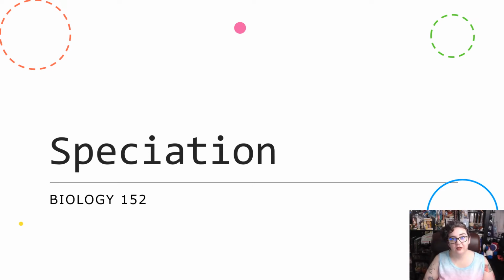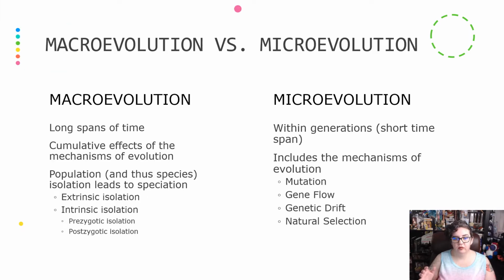Hello. So today we're going to talk about speciation. And first off, we have to talk about the difference between microevolution and macroevolution. So previously, when we talked about the four mechanisms of evolution, that was microevolution. Microevolution is on a short time scale. We're talking about differences between generations, right? And these, like I said, include the four mechanisms of evolution.